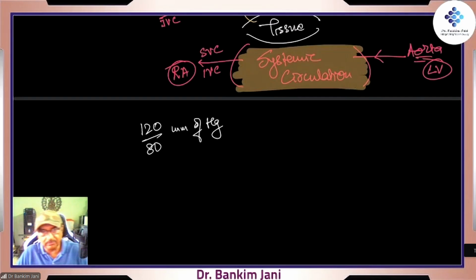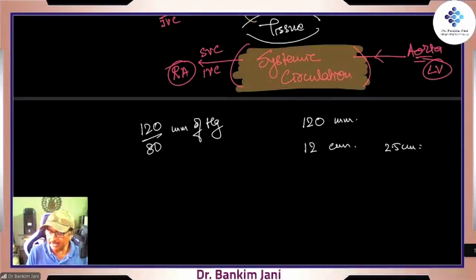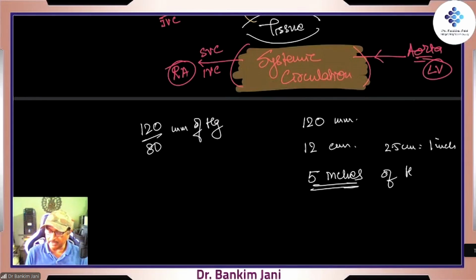Now, let's talk about this 120 by 80 millimeter of mercury. Is it too much pressure? Well, let's see. 120 millimeter, if we convert it to centimeter, comes to 12 centimeter. 2.5 centimeters equals 1 inch, and we are more comfortable in inches. This is about 5 inches, roughly. But this is 5 inches of mercury, Hg.